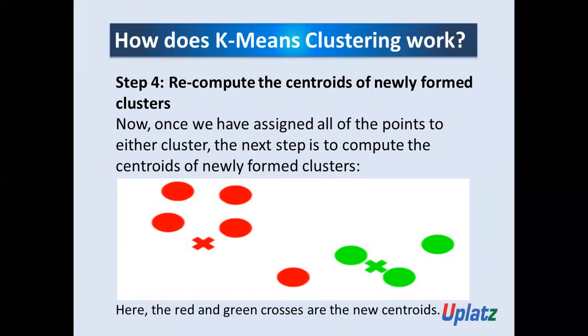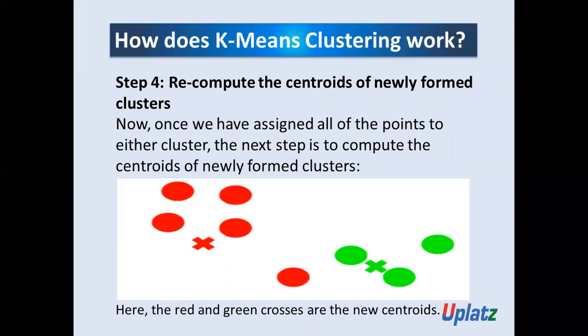Recompute the centroids of the newly formed clusters. Again, we need to recompute the centroids of the newly formed clusters. Once we have assigned all of the points to either cluster, the next step is to compute the centroid of the newly formed clusters. Here, the red and green crosses are the new centroids.